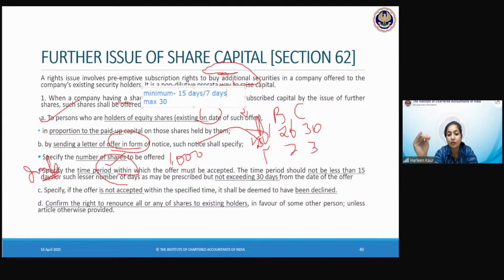When 90% of the shareholders have given their acceptance, a private company which has not made any default under section 92 and 137 can do this. I told you, when you do 92 and 137, that time you have to understand what it does. For now, just remember that in the case of a private company, the notice can be for less than 15 days only if 90% of the members have given their consent.